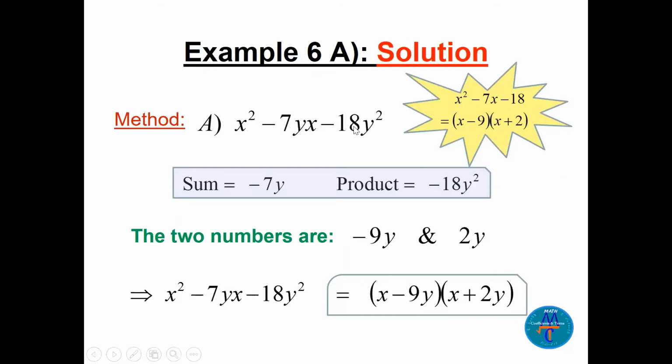Now, when you have the y, it's the same. Find the sum, it's minus 7y, and find the product, minus 18y squared. So what are the numbers? Minus 9y and 2y. You see here minus 9 and 2? Just include the y, because we have y squared here and y in the middle. So this is the question: x squared minus 7yx minus 18y squared. To factor it, it's x minus 9y, x plus 2y, very similar to the one without y.